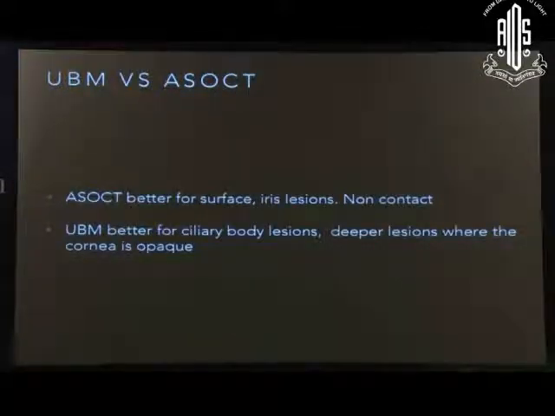A final word, someone may ask, why not ASOCT? ASOCT is fine for structures above the iris. There's a lot of shadowing which occurs behind, so for anything involving the ciliary body region, ASOCT is not the greatest idea. Of course, its basic advantage is that it's non-contact, so for post-operative cases, it's definitely better.